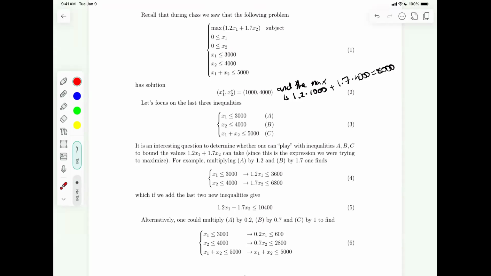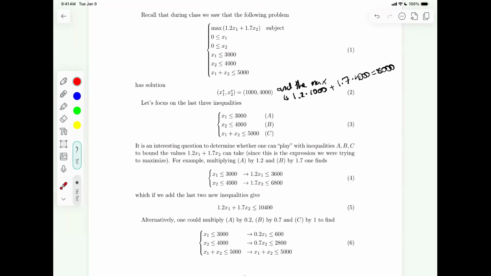If you multiply both sides of A by 1.2, you get 1.2 x1 is less or equal to 3,600. And likewise, you could take the second inequality and multiply it by 1.7. Why 1.7? Because that is the number in front of x2, right? So if you multiply the second inequality by 1.7, you get 1.7 x2 on the left side, and 1.7 times 4,000 is 6,800. Okay, so far so good, everyone with me? That is just algebraically what you get from the first two inequalities.